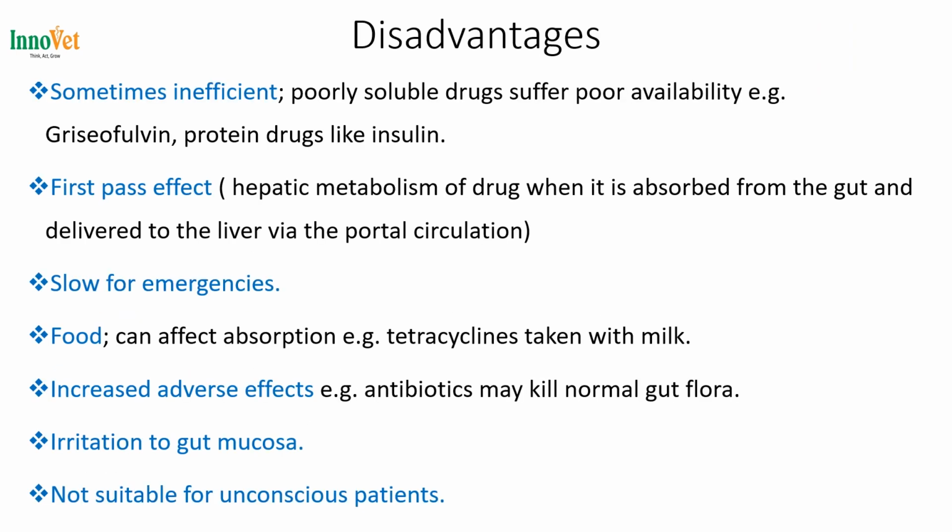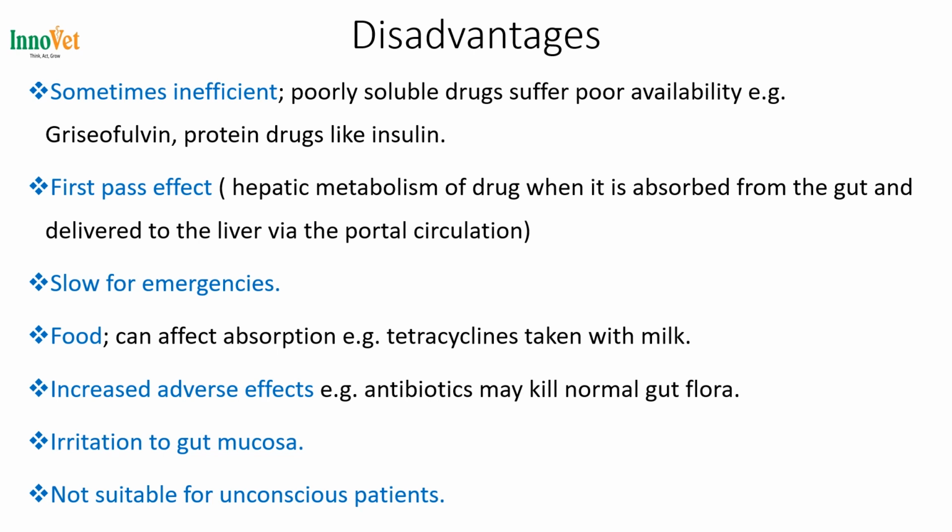Then the disadvantages of the oral route. Number one, sometimes it is inefficient in that if drugs are poorly soluble, they will suffer poor availability, meaning they will not be in the form that is available to be used. For example, griseofulvin, and also protein drugs like insulin, which are easily destroyed within the stomach, so they will not be easily available in places where they are needed.